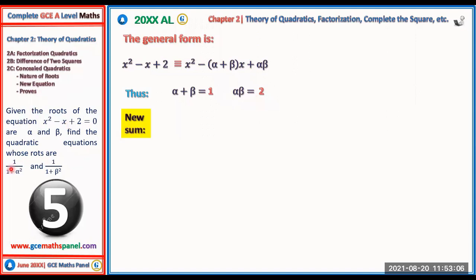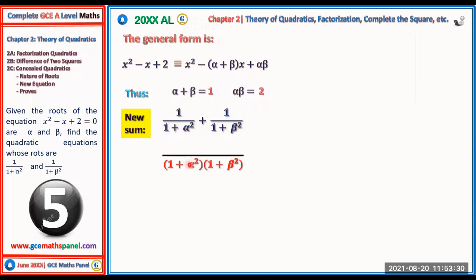We take what has been given in the equation. A new sum will be this plus this. So that will be equal to 1 over 1 plus alpha squared plus 1 over 1 plus beta squared. Our LCM here is the product of these denominators. So LCM is 1 plus alpha squared into 1 plus beta squared. I'll not simplify, I'll leave it like that for now.